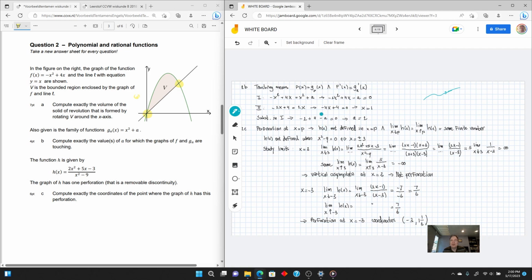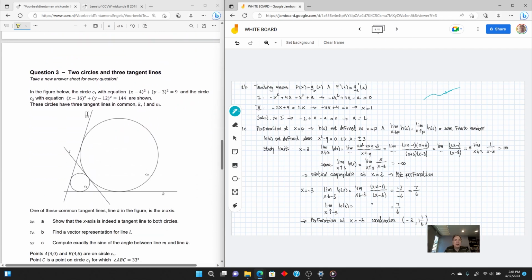And then we have shown these two items that we wanted to prove. And we conclude that the perforation is at x equal to -3 and y equals 1 plus 1 over 6. All right, that's question 2.